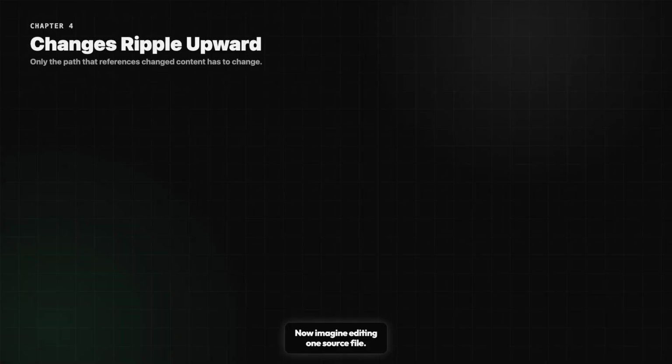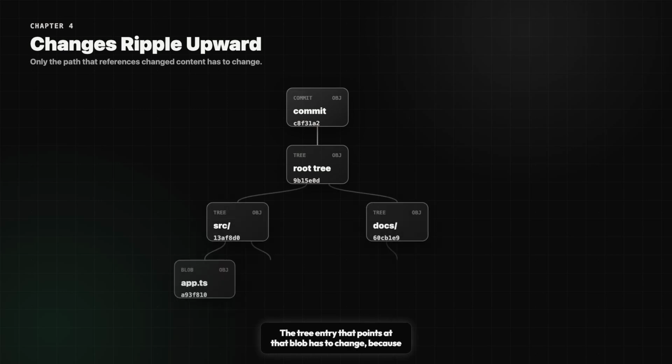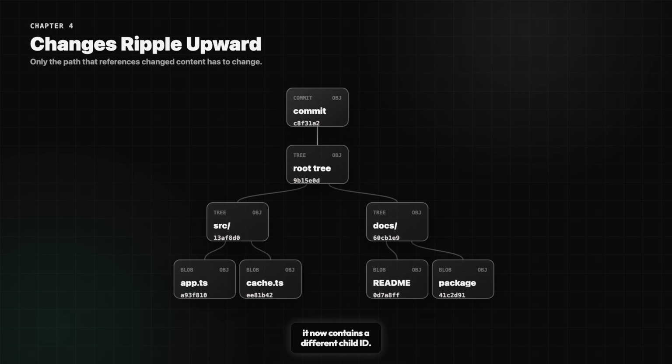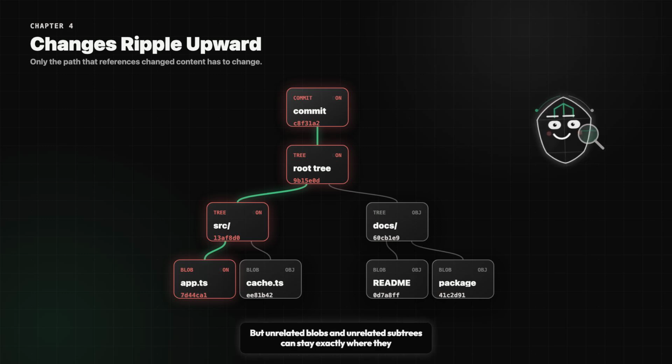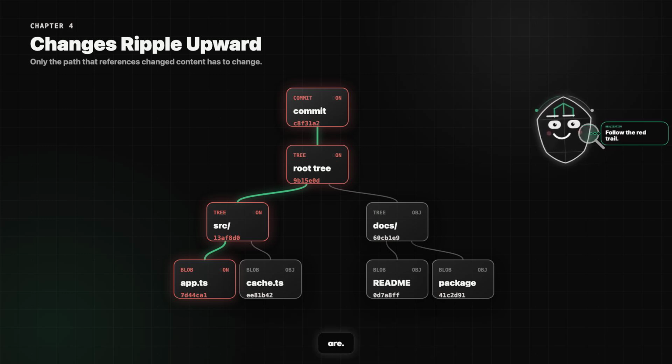Now imagine editing one source file. The edited bytes produce a new blob ID. The tree entry that points at that blob has to change, because it now contains a different child ID. If that tree is inside another tree, the parent tree changes too. The ripple moves upward through the objects that reference the changed content. That upward ripple is the core Merkle move. A parent hash depends on its children, so a changed child changes the path above it. But unrelated blobs and unrelated subtrees can stay exactly where they are. A small edit creates a new path of changed objects, leading up to a new top-level snapshot.